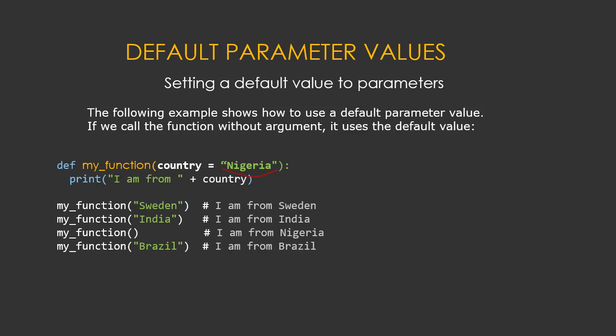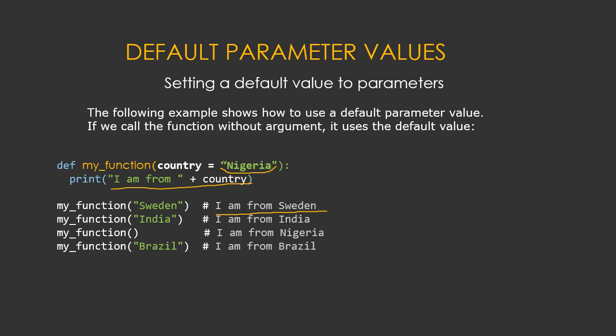Right over here, once we call this function, my function, we enter an argument called Sweden. So Sweden will be printed out. Once we run this program, the output will be I am from Sweden. This is what you are printing out: print I am from country. We set a function called my function, then we assign a parameter called country, and then assign a default value to it called Nigeria.